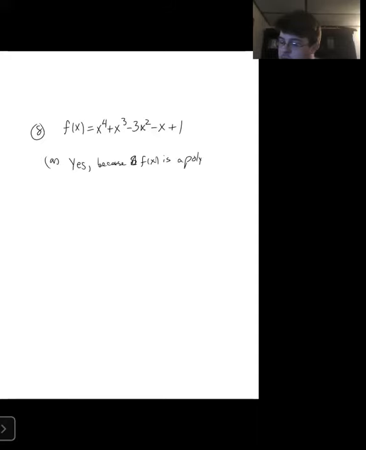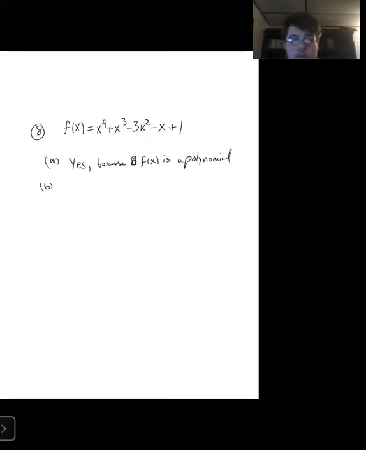Next, let f of x, this is 8, let f of x equal x to the 4 plus x to the 3 minus 3x to the 2 minus x plus 1. Part A, is f of x continuous? Yes. Why is it continuous? I didn't ask why, but it's continuous because f of x is a polynomial. Polynomials are continuous everywhere.